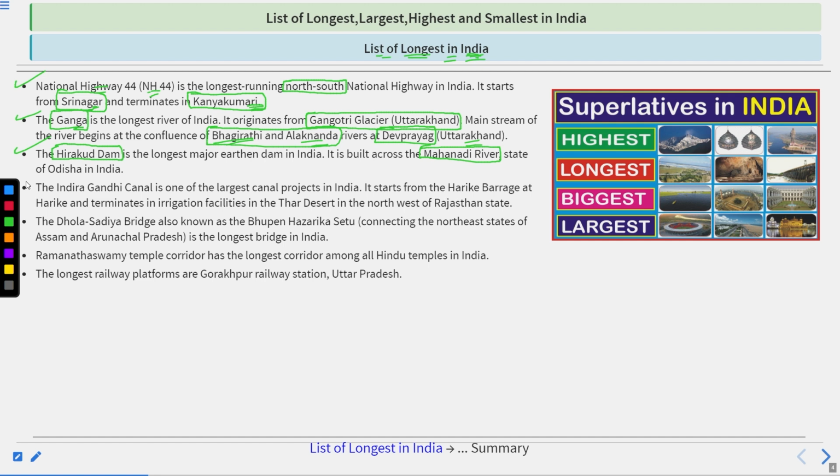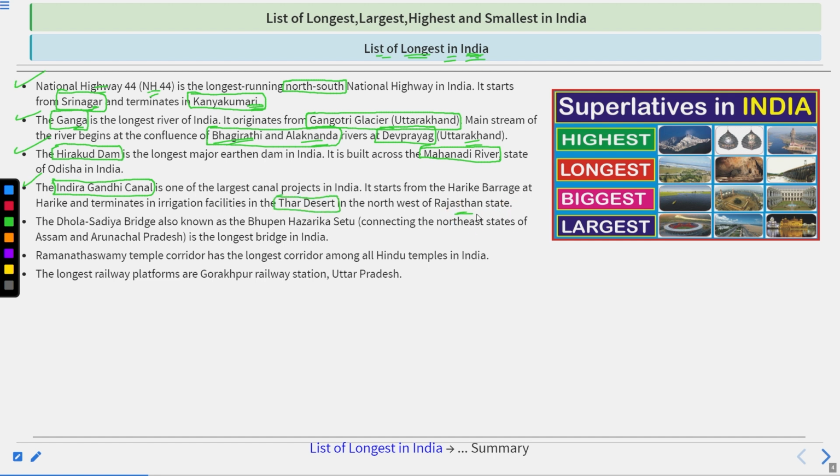Okay. Then we have the Indira Gandhi Canal. Indira Gandhi Canal is one of the largest canal projects in India. It starts from the Harike Barrage at Harike near Punjab and terminates in the irrigation facility in the Thar Desert in the northwest of Rajasthan.